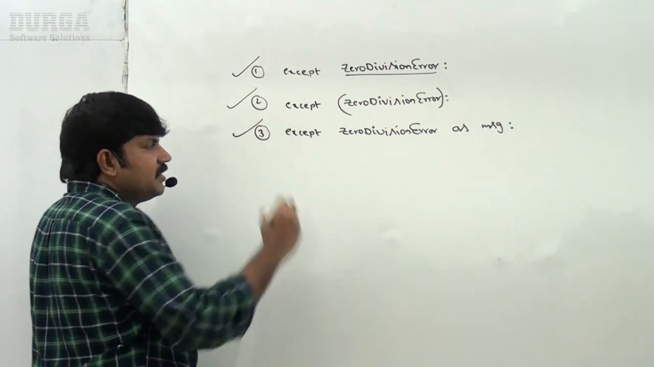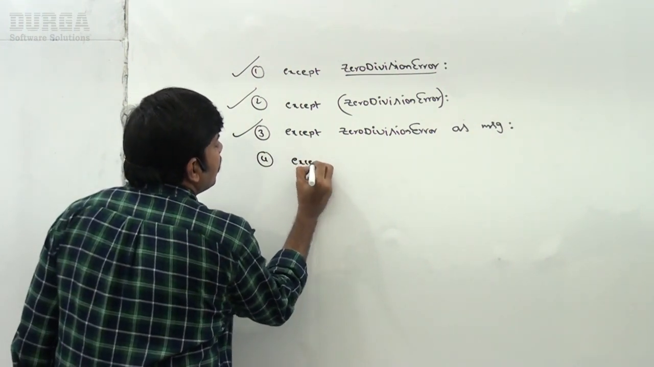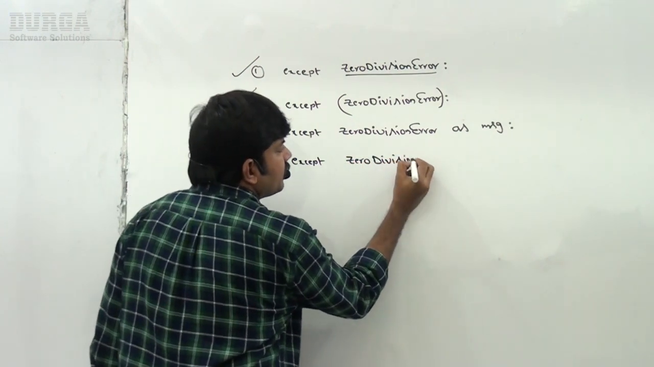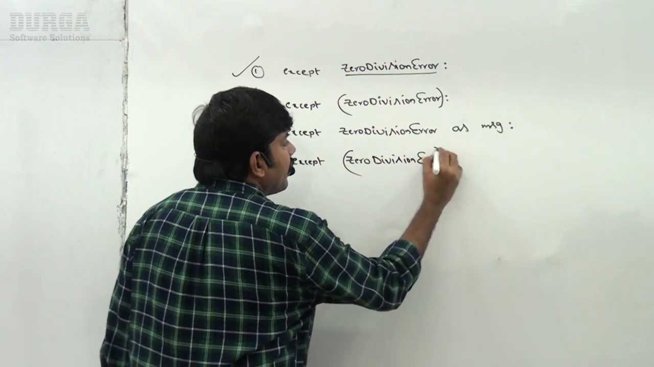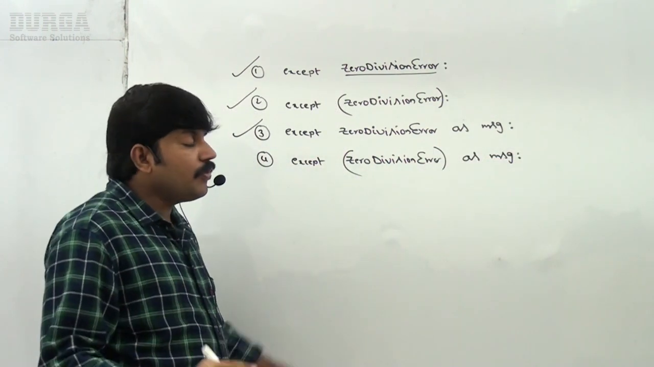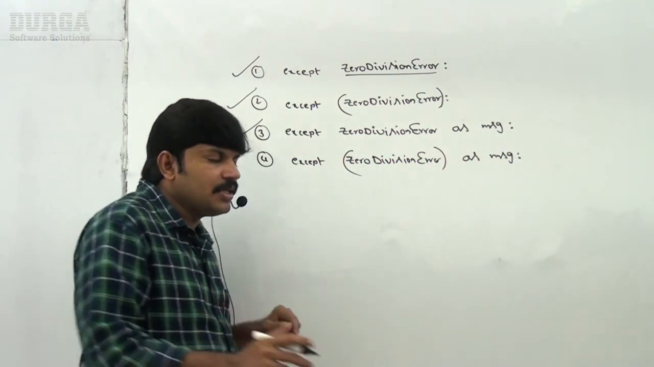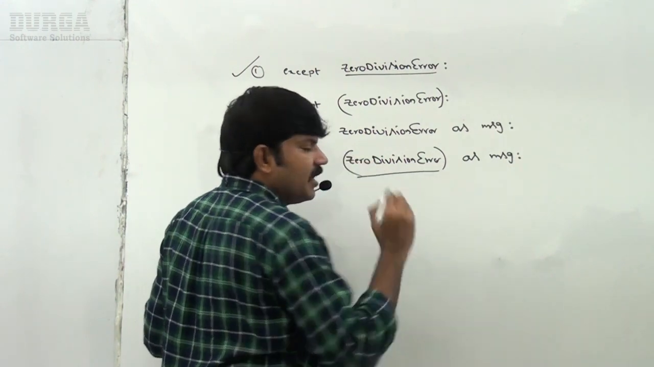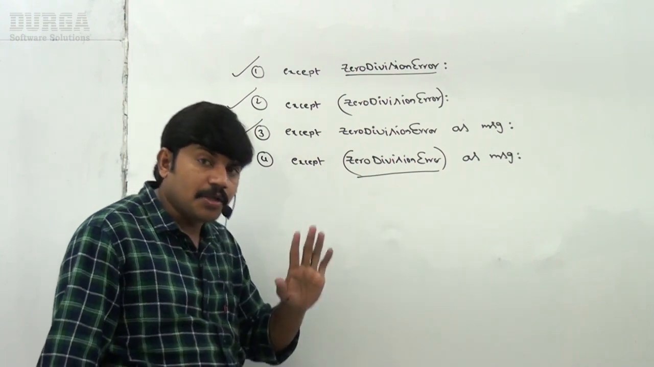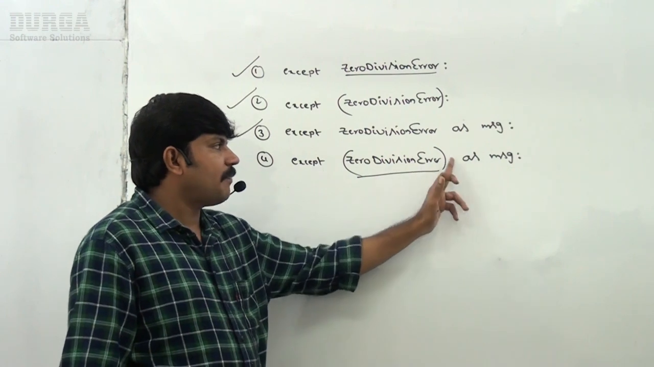Sir, can you please tell, is it valid or not? Yes, perfectly it is valid. Now, except ZeroDivisionError as message. Remember this very carefully, sir. If you want to use as message, compulsorily it should be outside of the parentheses only. By mistake, if you take it within the parentheses, we are going to get an error immediately. Take very special care. It should be outside of the parentheses only.